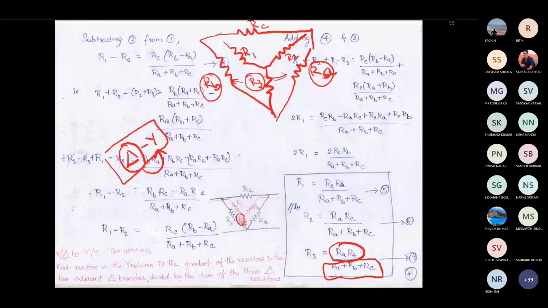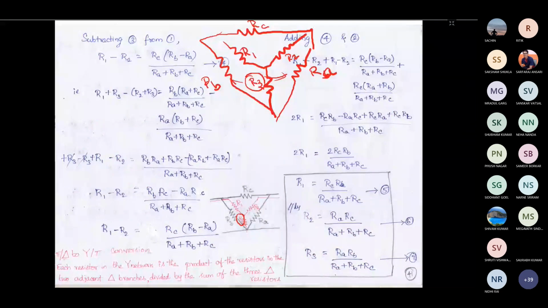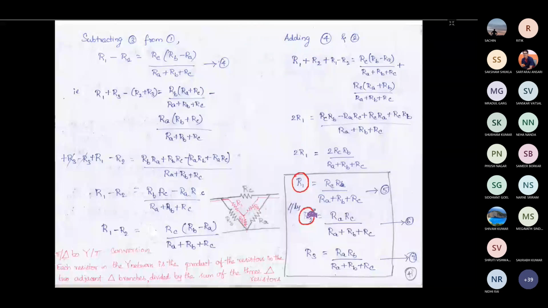Okay, so we will consider this equation. Already we are having R1 here, R2 here, R3 here. So from these equations, we are going to obtain the delta to star to delta conversion. We are having the star values here, and we are having the delta values here. We just do mathematical rearrangements in such a way that we get RC, RB, and RA. Okay, so this is equation number 5. This is equation number 6. This is equation number 7.